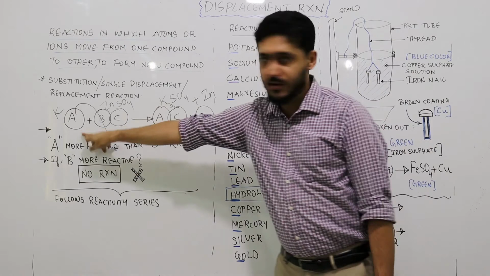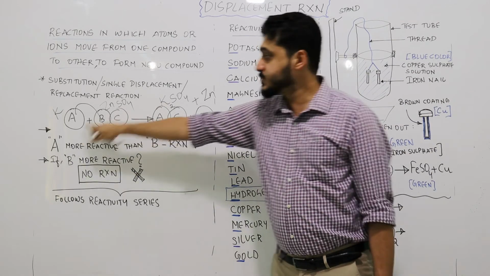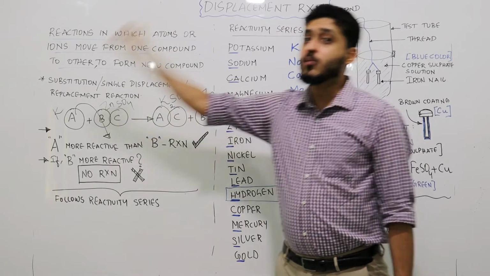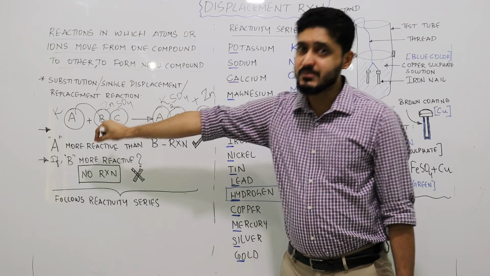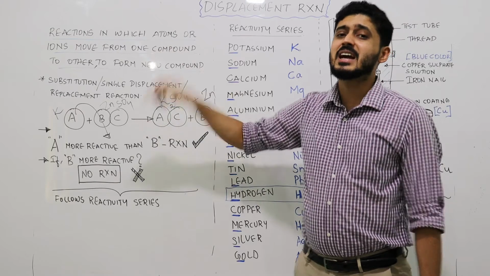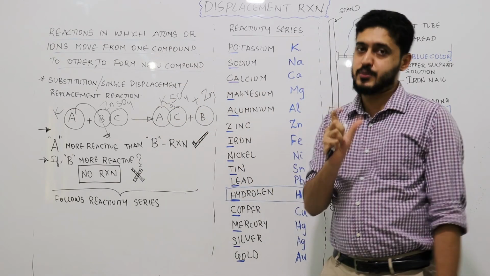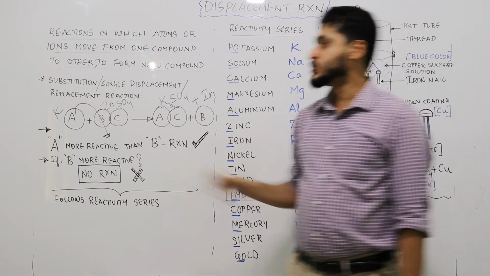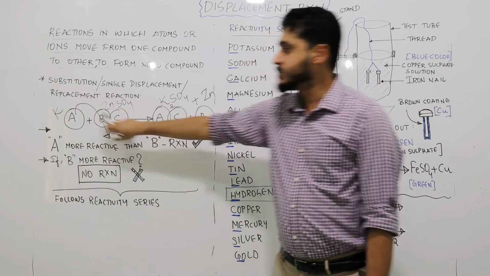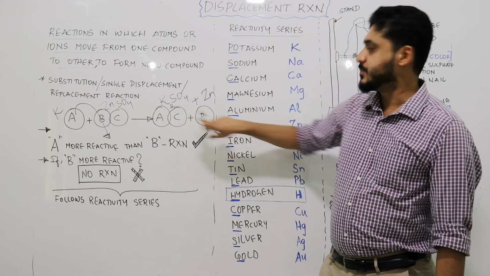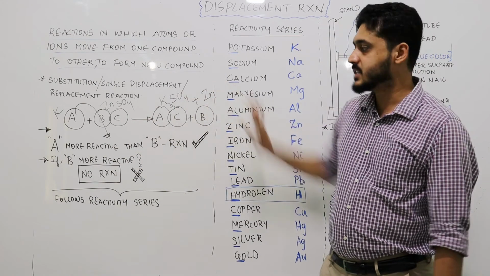Here, an atom of potassium displaces an atom of zinc, meaning a more reactive atom displaces the less reactive atom from its solution. Important, from its solution. So a more reactive atom will displace a less reactive atom from its solution to give you AC plus B, that is potassium sulfate and zinc.